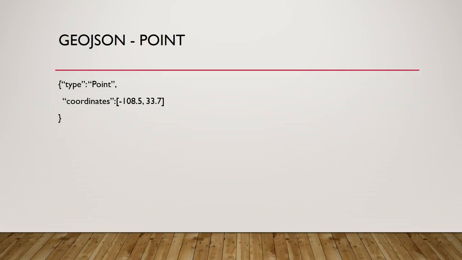We know how to access the coordinates in JavaScript because it's just a standard JavaScript object with a standard JavaScript array. So to access the longitude, -108.5, we call the coordinates property with the 0 index to indicate that we want the first element in the coordinates array. And to access the latitude, we call the coordinates property with a 1 index to indicate that we want the second element in the coordinates array.